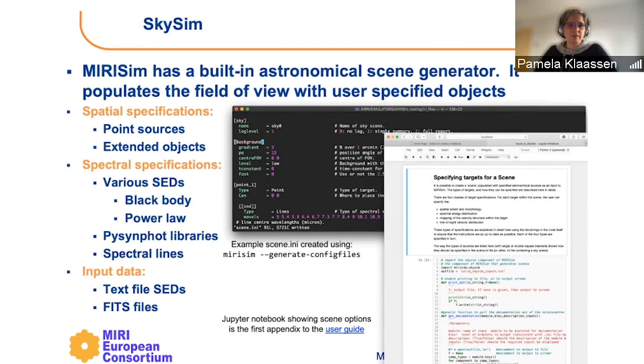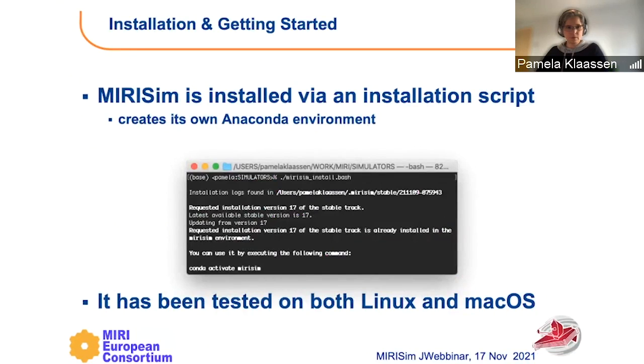And I'm showing two examples of how to set that up here. In black is a terminal showing the default sky simulation configuration file or INI file, and I'll come back to these INI files in a little bit. And then all the way on the right, I'm showing a Jupyter notebook where we go through setting up such a scene, which is available in the user guide.